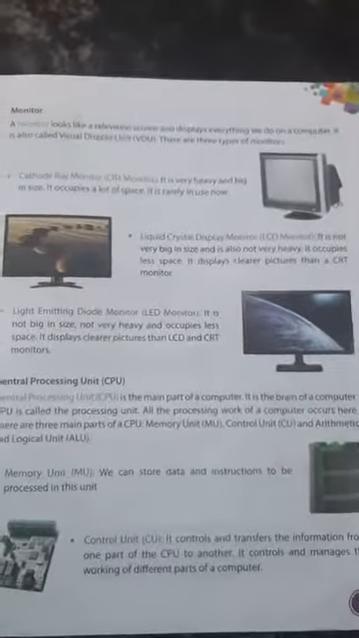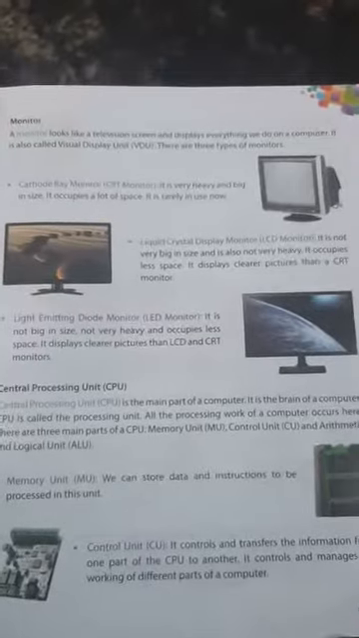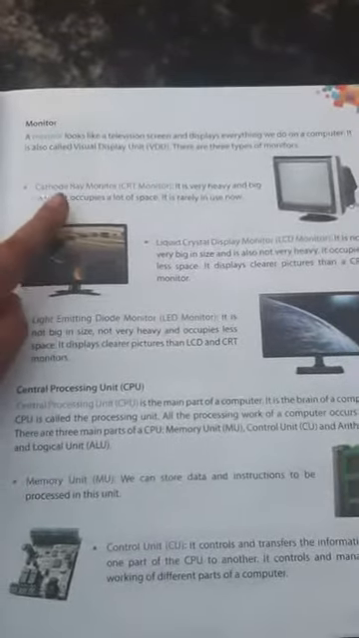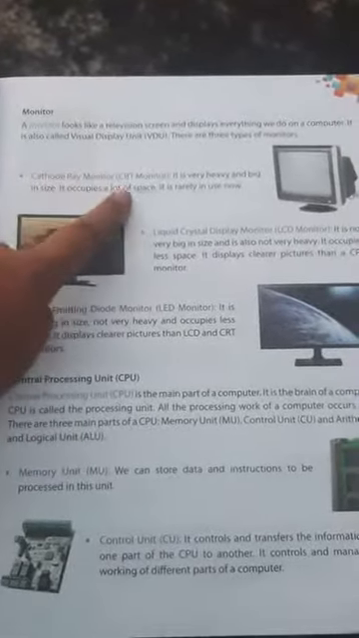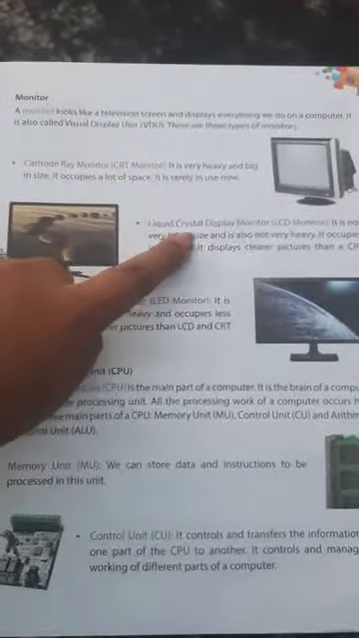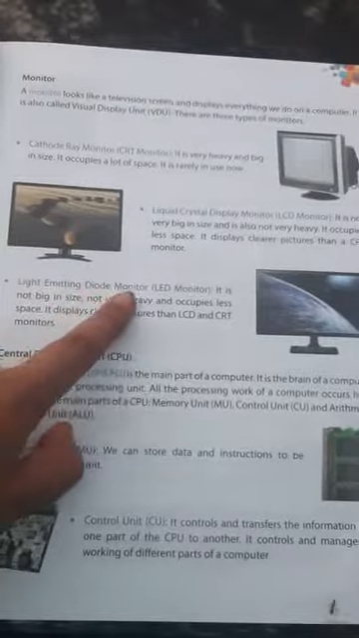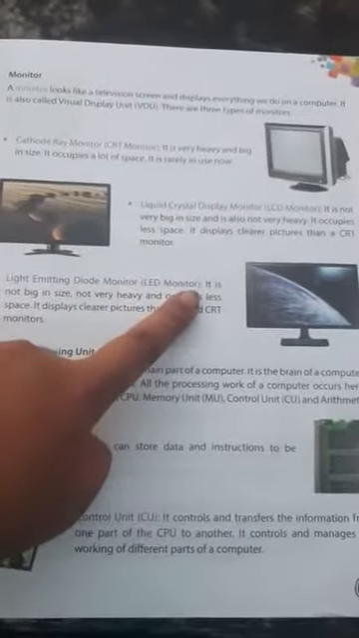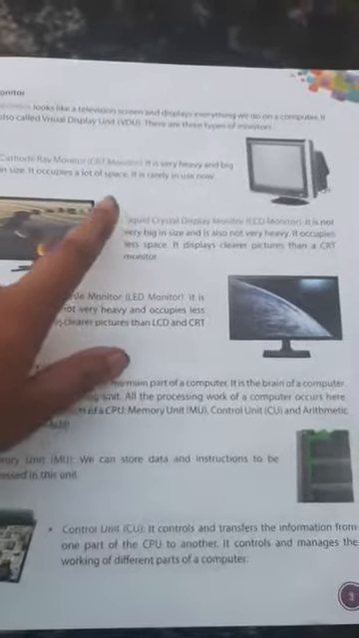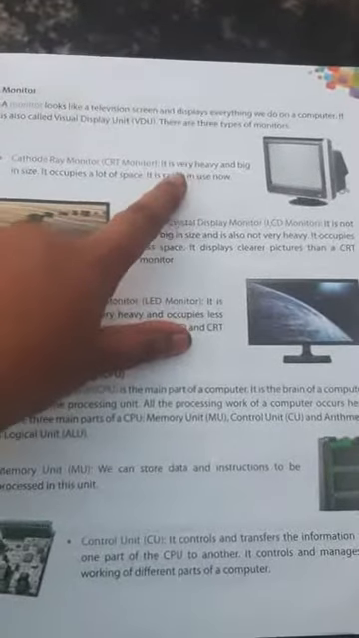As in the previous class, we have already discussed the types of monitor. So today we will learn about three types of monitor, that is cathode ray tube monitor or CRT monitor, liquid crystal display monitor or LCD monitor, and light emitting diode monitor or LED monitor. Now let us have a look at the CRT monitor.